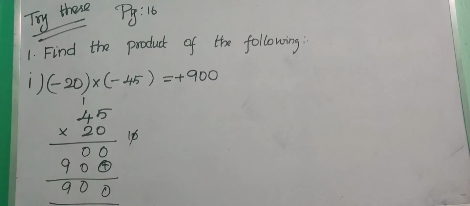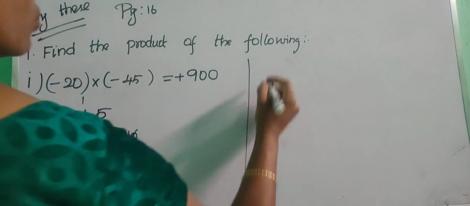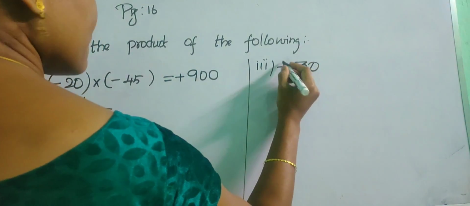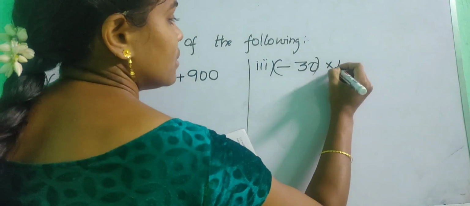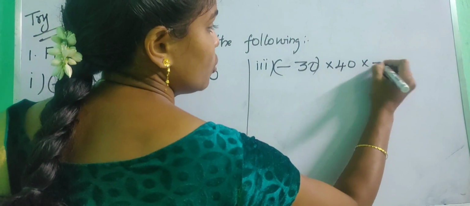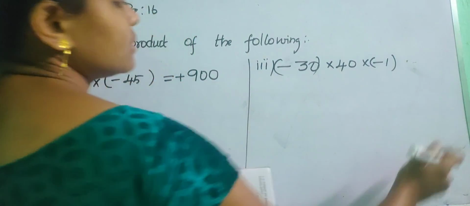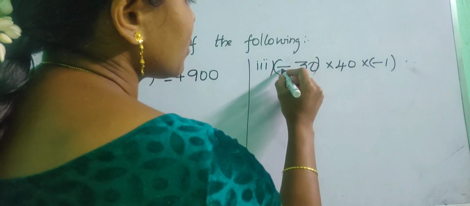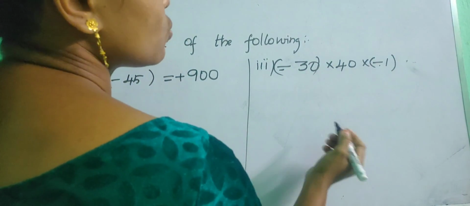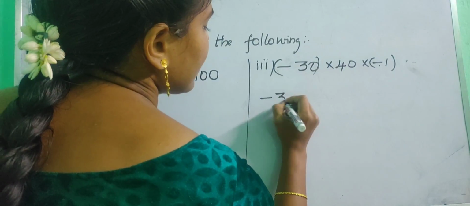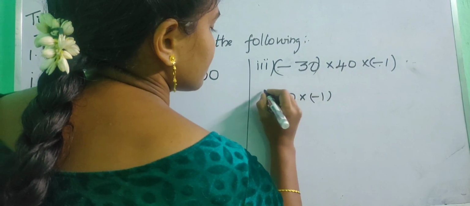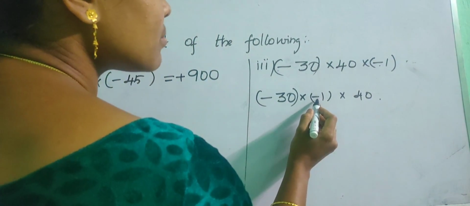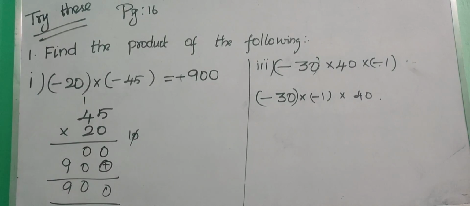Okay children, so let us do the next one. Third one, minus 30 into 40 into minus 1. So this is the question. Can we multiply the same signs? Here we are having minus 30 and here we are having minus 1, right? So what we can do? Minus 30 into minus 1 and then minus 4 into 40. Minus into minus means we know it is plus, right?